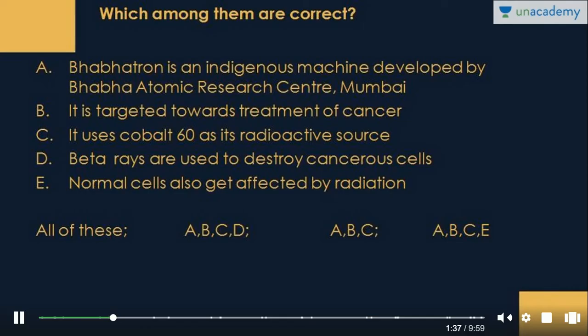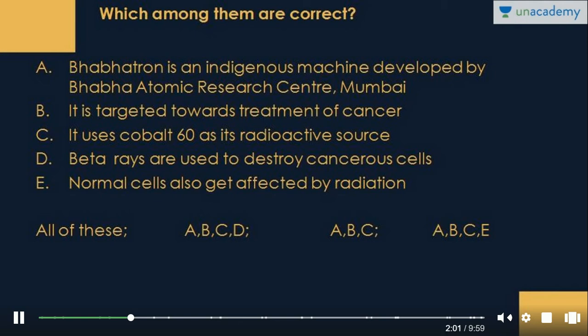Next, which among them are correct? A. Babatron is an indigenous machine developed by Bhabha Atomic Research Center, Mumbai. B. It is targeted towards treatment of cancer. C. It uses cobalt-60 as its radioactive source. D. Beta rays are used to destroy cancerous cells. E. Normal cells also get affected by radiation.